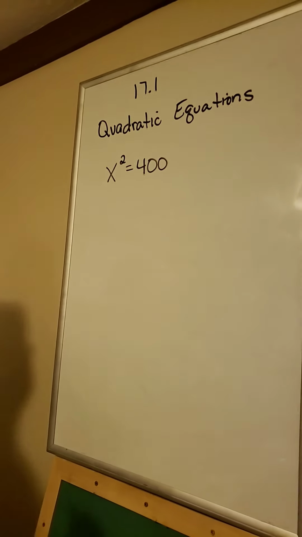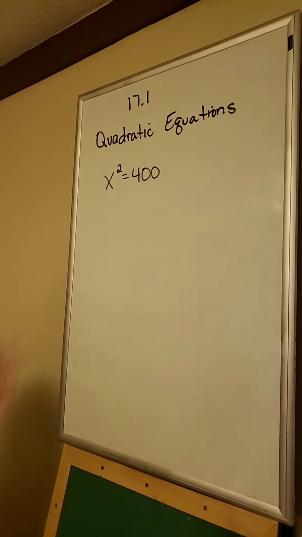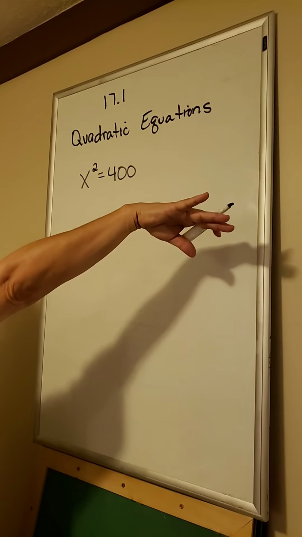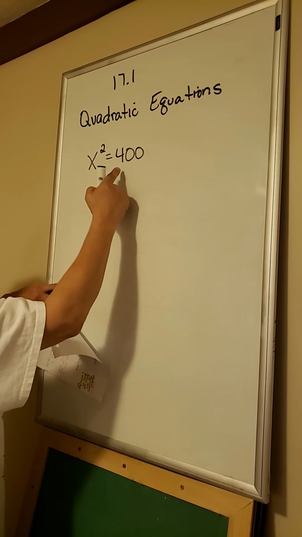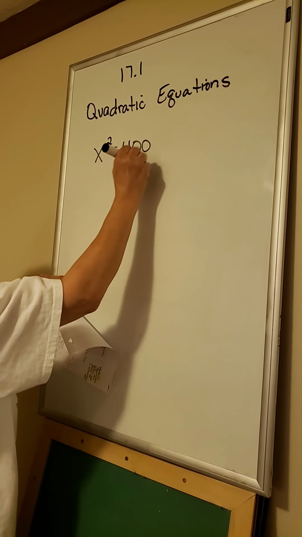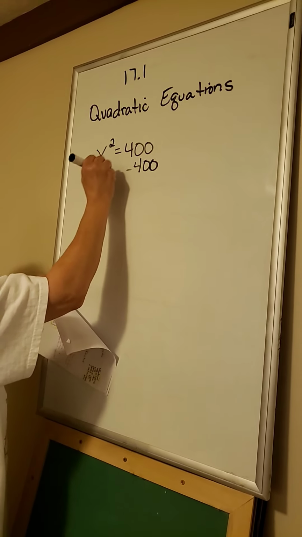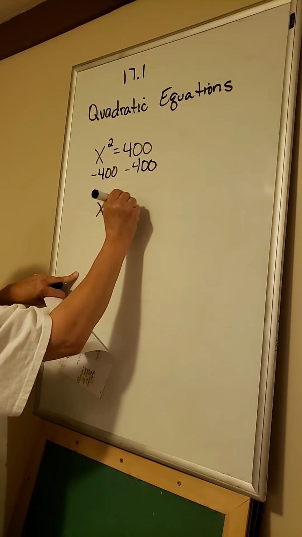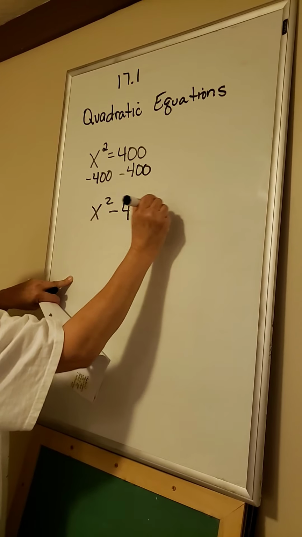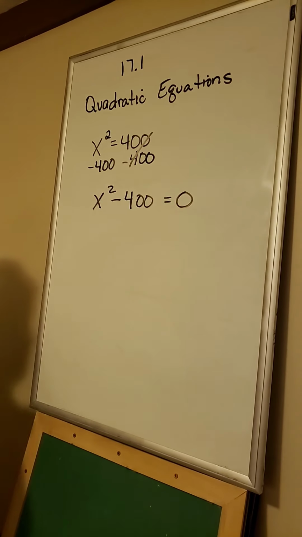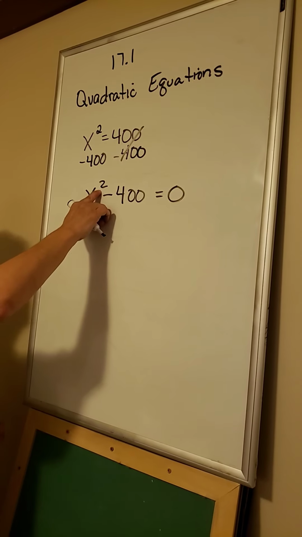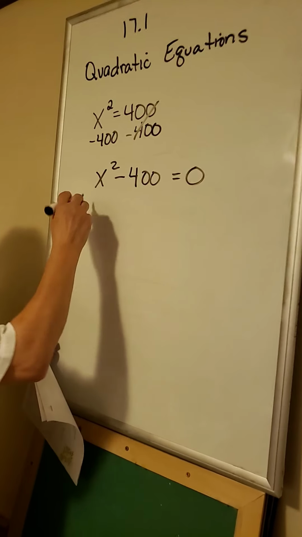So we want to get this set up so we have our x squared and our 400 on one side and just 0 on the other. So how am I going to move my 400? It's positive right now, so I'm going to subtract 400 from both sides. That's going to give me x squared minus 400 equals 0, because that cancels out, right? Now what are we going to do? Well, this is squared, so we're going to factor.